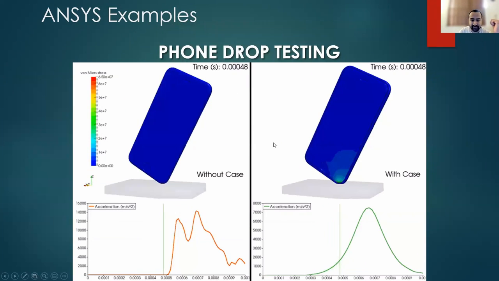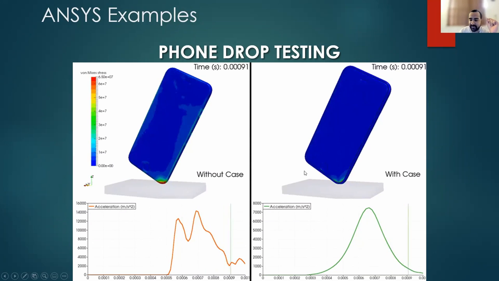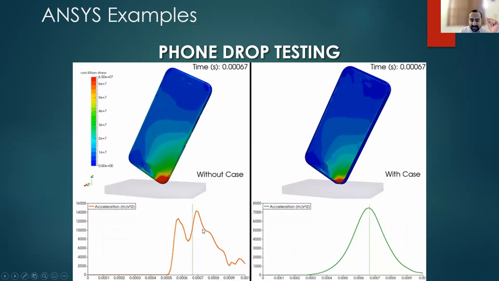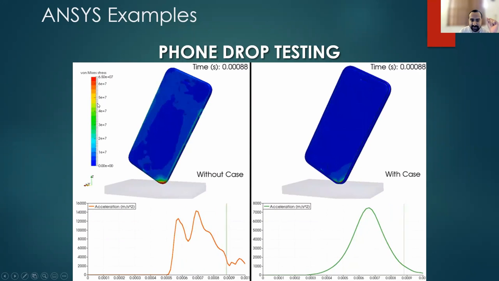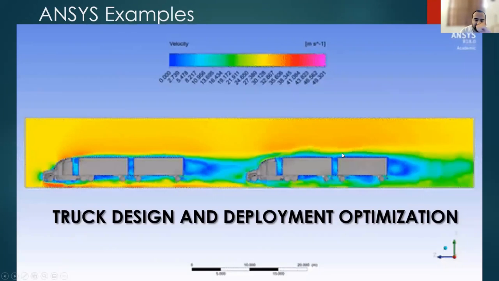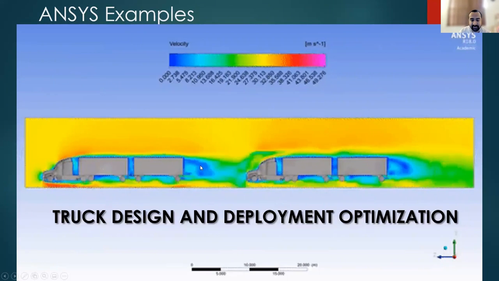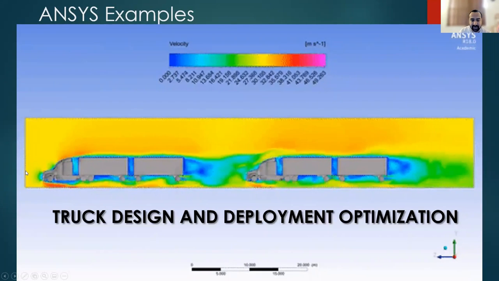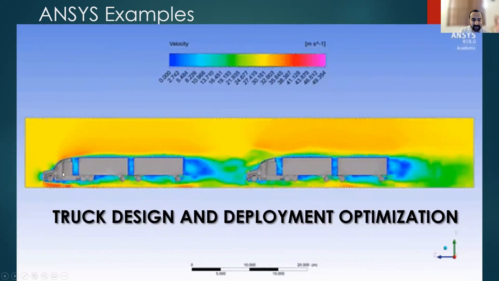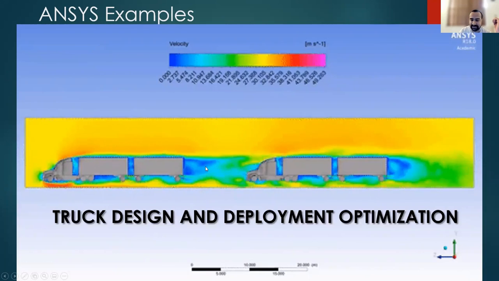Then you have examples of a phone drop test. So for example, how are the stresses concentrated in your model with and without a case? And you can see here that without a case, you have more variation and instability in the acceleration and resulting stresses. But once you put a case in, it dampens the forces and provides a smoother transfer of force. You can also do things, for example, truck design and deployment optimization. So you could try to see how to reduce the energy loss from going against the wind, which reduces your drag coefficient. So you can see how to most optimally arrange trucks to move against each other.